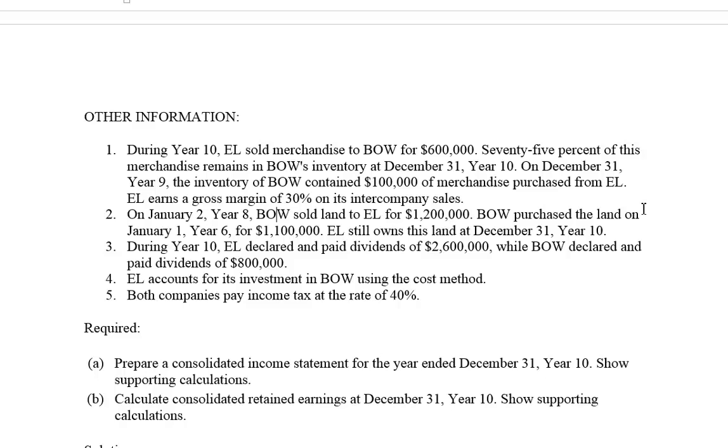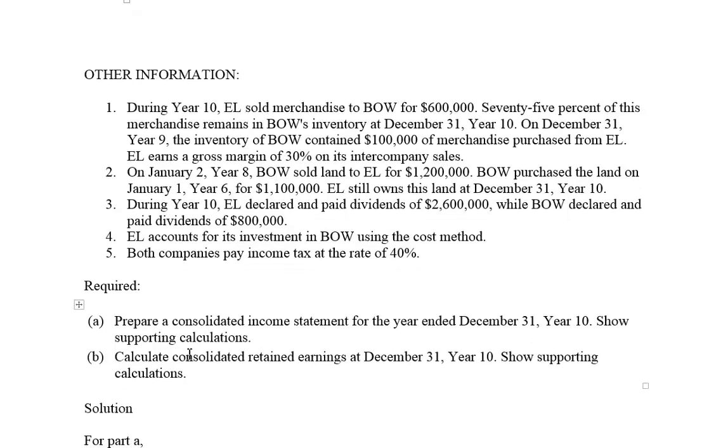But don't forget, where did that profit get booked? When Bo sold it to L, so when the sub sold to the parent in year 8, that year 8 profit on that intercompany land sale got closed out to retained earnings. And that's where it sits. So in this question, we're also going to ask you to calculate consolidated retained earnings at the end of year 10.